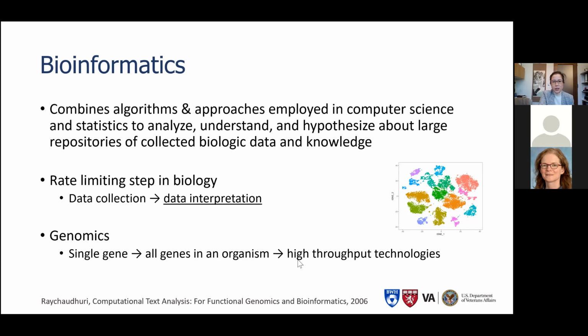And I think the example here is where we went from looking at single genes to all genes in simple organisms, and then exploding to high-throughput technologies, beyond GWAS. Now we're looking at single cell technologies. And the example I'm showing you is a figure I'm sure many of you have seen before, a t-SNE plot, just trying to visualize how lots of different types of data may cluster together so that you can take that and try to make some insights.